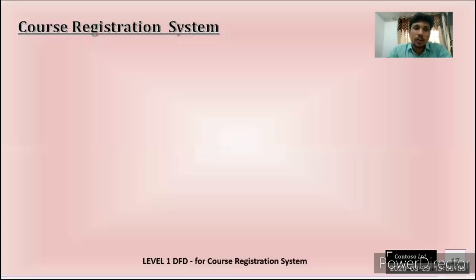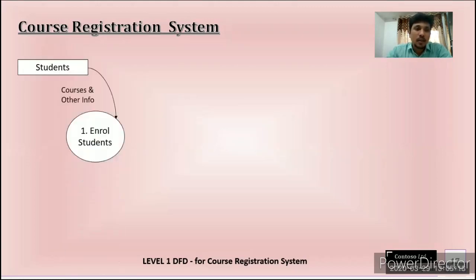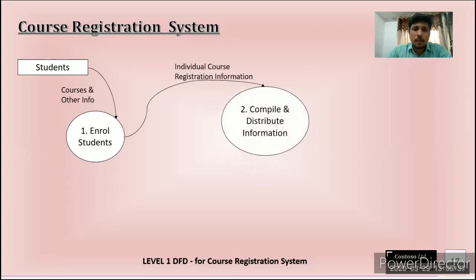For example, we are going to create the level 1 DFD of the course registration system, which will commence soon in our SMBS. First of all, the registration process is divided into many sub-processes. The students give their course and other information for enrollment to the office staff or the registration portals, and the enrollment of students takes place. After enrolling as students, the individual course registration information will be given for combining and distributing information.